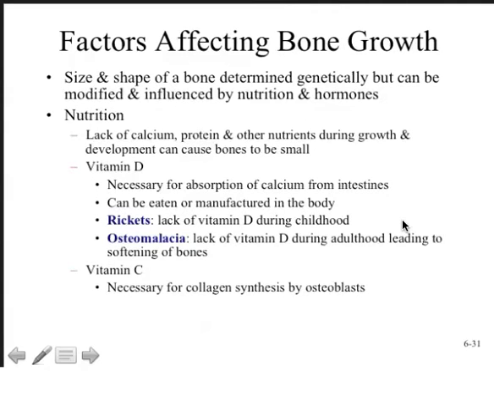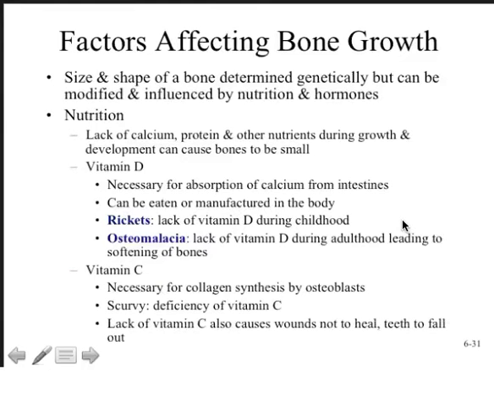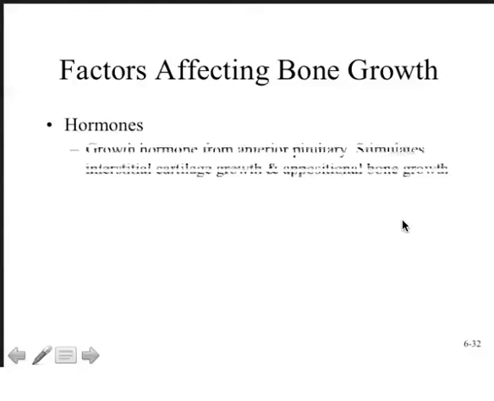Vitamin C is important for collagen synthesis by osteoblasts. A lack of vitamin C can lead to a condition known as scurvy, which results in easy bruising and bleeding, but also is going to have a major impact on the skeletal system, causing it to malform. What will happen in scurvy is that the bones will become unnecessarily brittle. This also causes wounds to be slow to heal, teeth to fall out, and also opens the door for a lot more frequent infections. Hormones are critical in bone growth.